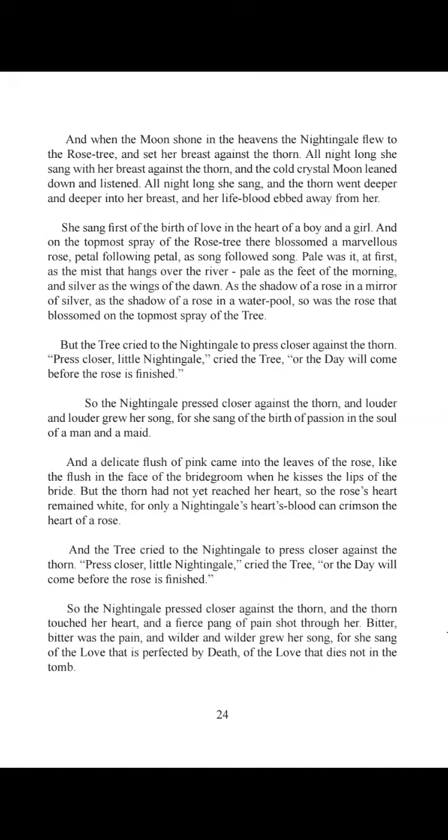So when it says like this, the nightingale gets more tense. Before tomorrow morning, you have to pierce. If not, you can't produce the red rose. So the nightingale pressed closer against the thorn, and louder grew her song, because it's really painful for her. That is a really painful feeling for her.